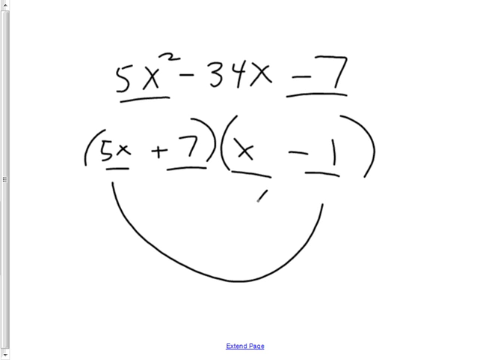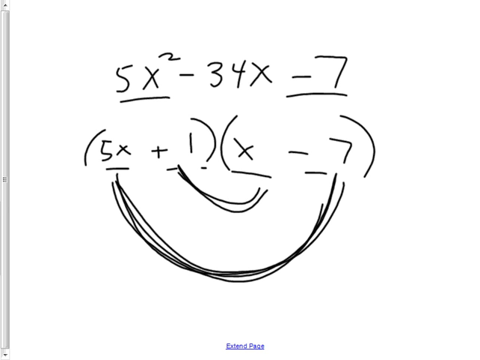And then the outside and the inside is what it's all about, and that adds up to positive 7, negative 5. Am I even close? No. So then I switch it around. This 7 goes here, and this 1 goes here. Now the outside's negative 35, and the inside's positive 1. Hey, that's 35. That makes 34, and that's what I wanted. So yay, it's factored all the way.